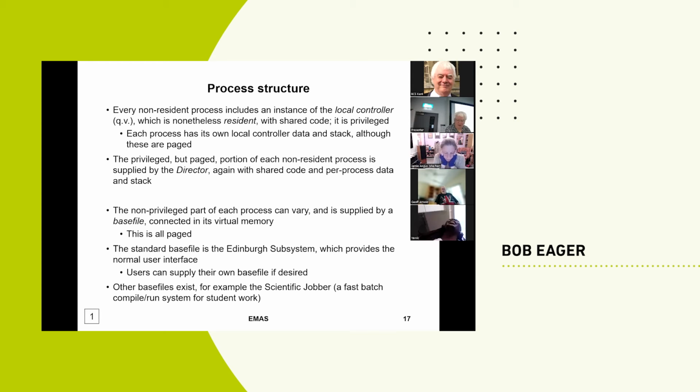And there were special base files. We had something called the scientific jobber, which was invented by Edinburgh way back, as a way of getting batch to go faster for small student programs. You know, you've got a student writing their first Fortran program of a dozen lines. You don't want to spend all that time loading up a compiler, doing all the stuff you have to do, and then running the program. The scientific jobber had a resident compiler and could do it very fast.